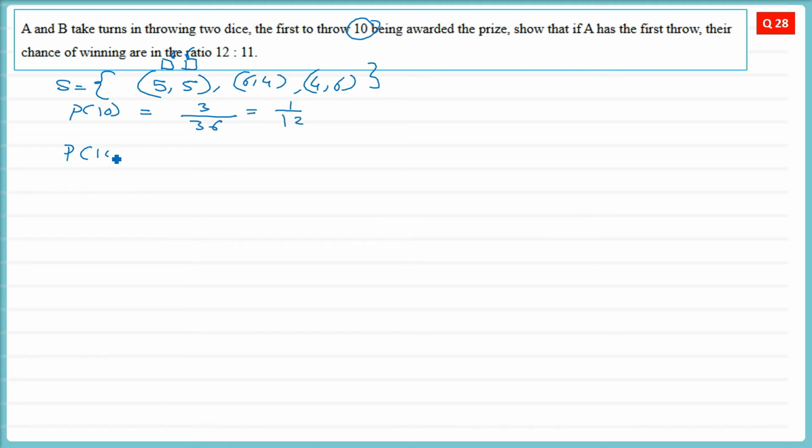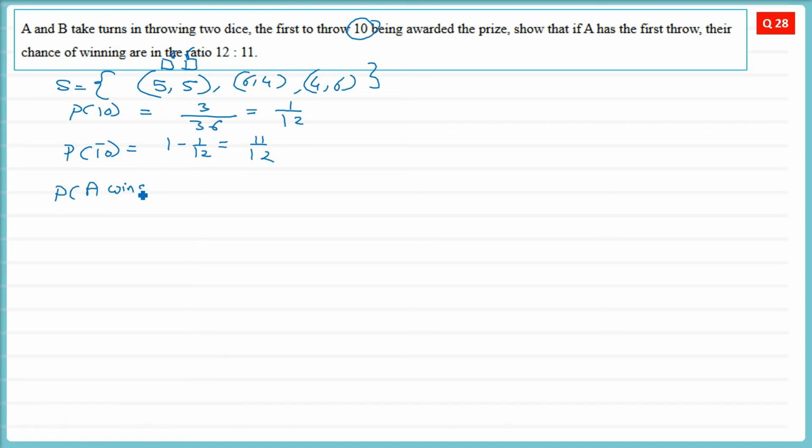Now probability of not getting a 10 is going to be 1 minus 1 by 12, and that is going to be 11 by 12. Now A starts followed by B. So A will also win, B will also win, and what are the chances of them winning? The ratio of their chances of winning is 12 by 11.